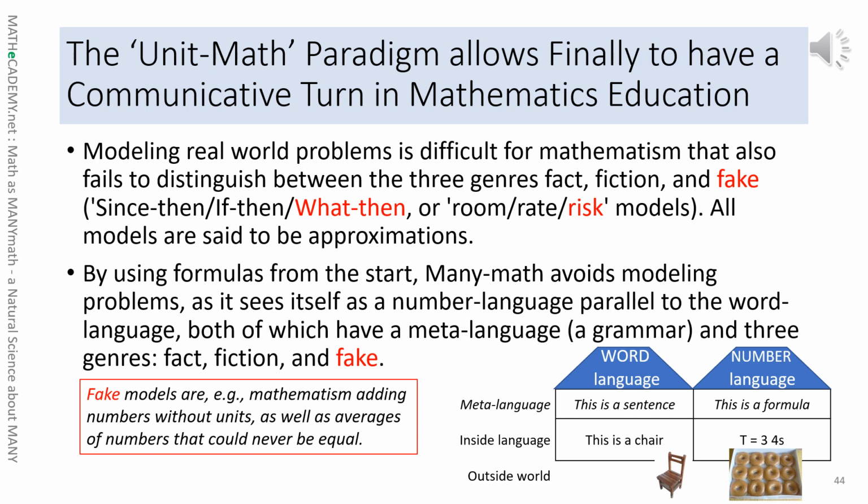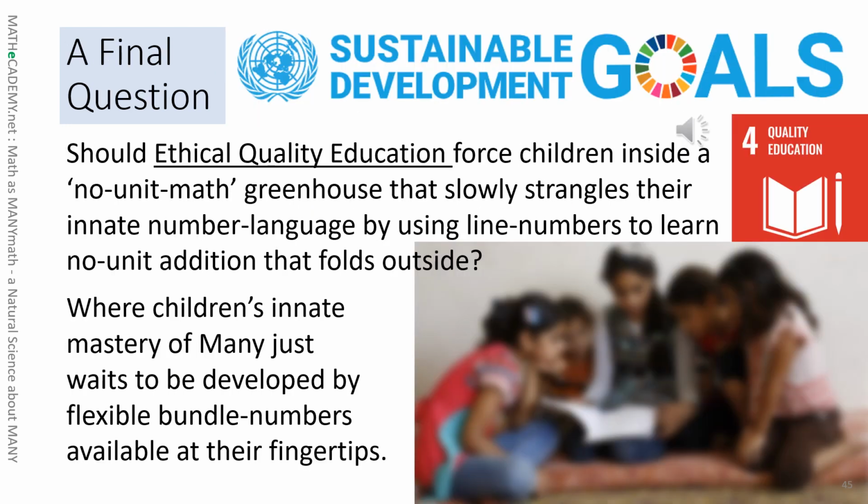Our language house thus has 2 languages, a word language and a number language. And it has 2 floors. On the lower floor, the language describes the outside world. And, on the upper floor, the meta-language, or grammar, describes the inside word or number sentences. A final question.